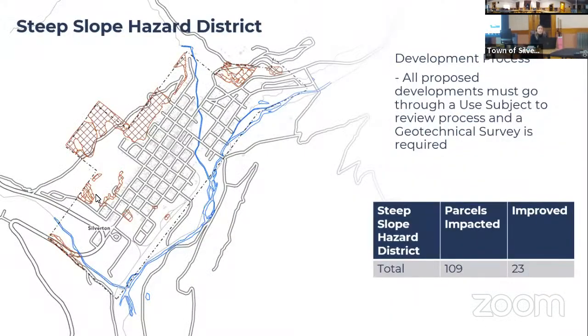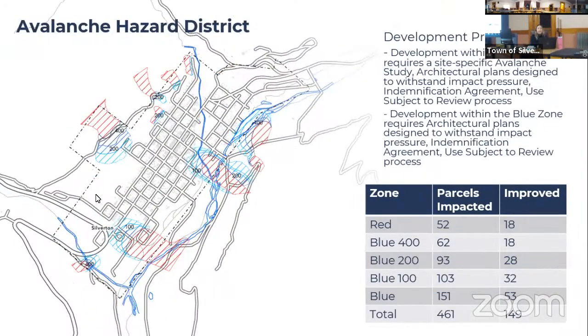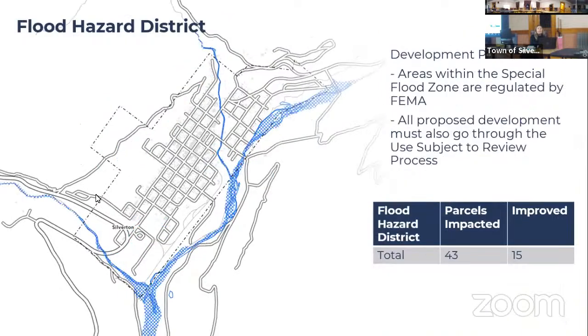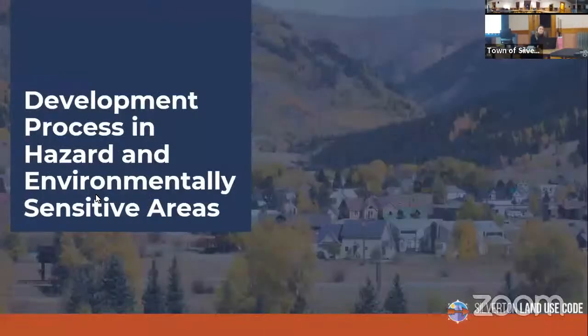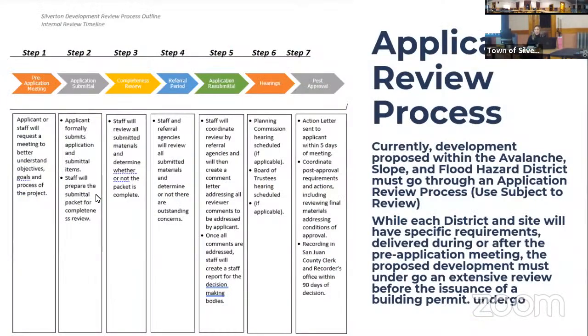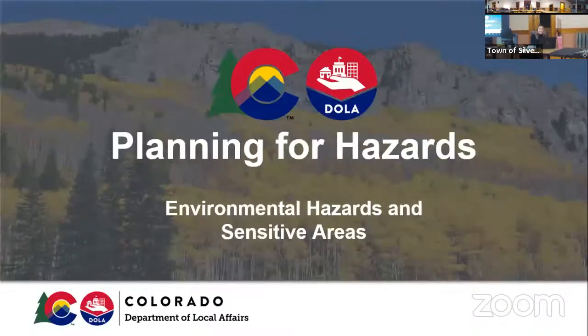Just reviewing, a lot of town is impacted by our hazard districts, so this is a very important part of our code update to consider. As I noted, besides wetlands, for all of our hazard districts you have to go through an application process. This is a quick overview of what that looks like. However, our first learning session went over the application review process, so if you want more information, you can go watch that first learning session or contact me if you have any questions. With that, I'll hand it over to Ann Miller from DOLA to talk a little bit about planning for hazards.